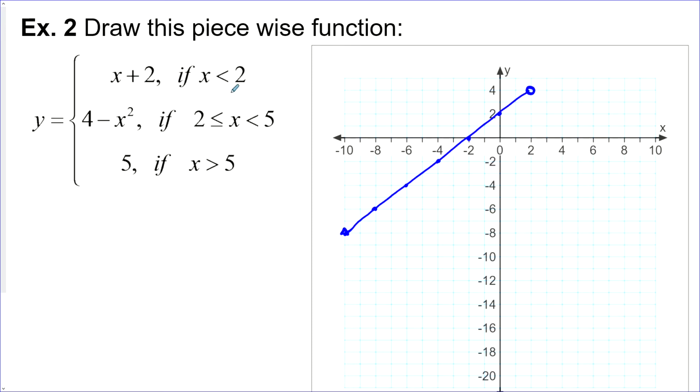So that's the first piece of our piecewise. The next is a quadratic, in between 2 and 5, including the 2 and not including the 5. So at 2, we plug 2 in here, we can see that it's equal to 0. And we have that point, so I'm drawing it closed circle on the graph.